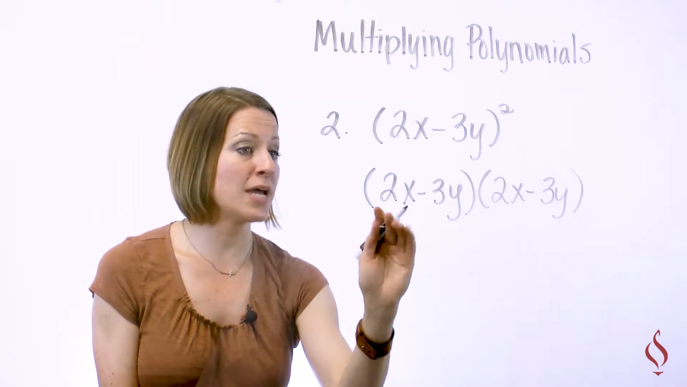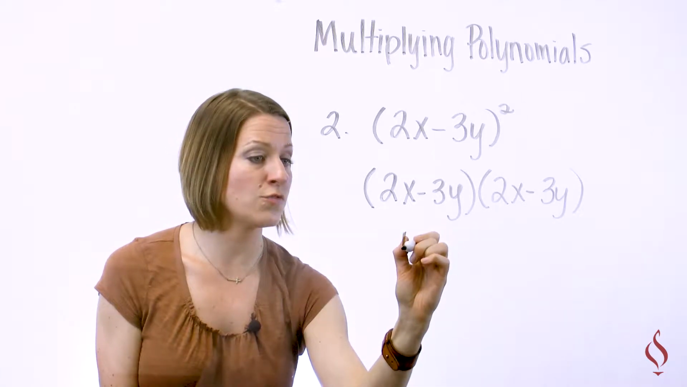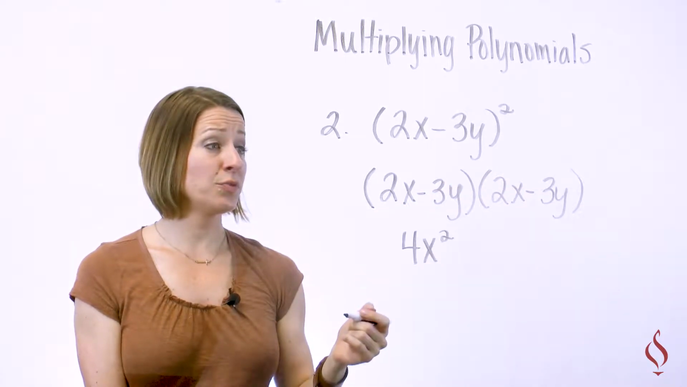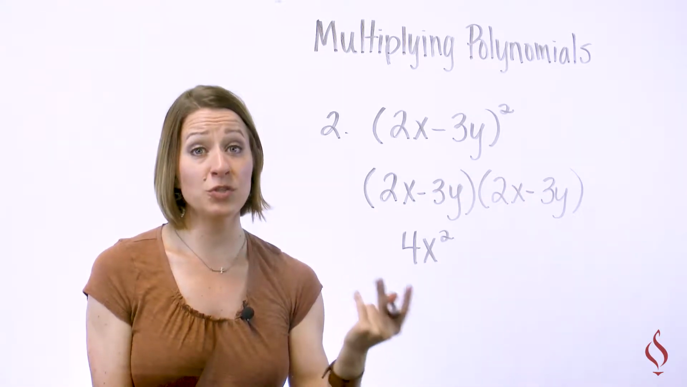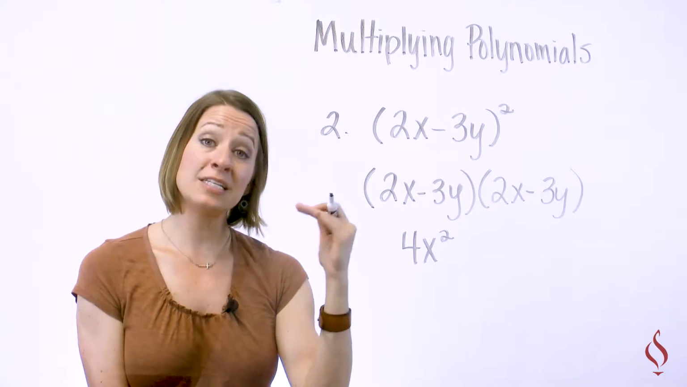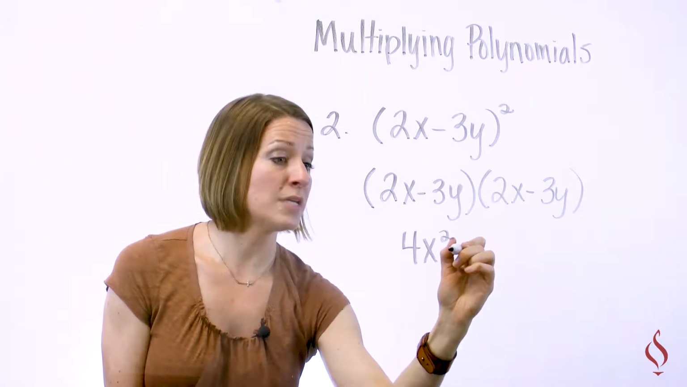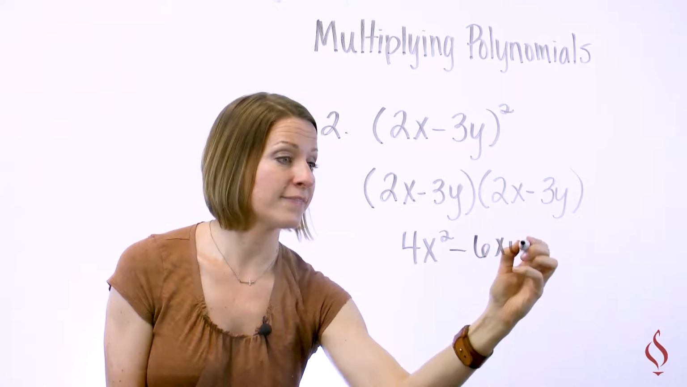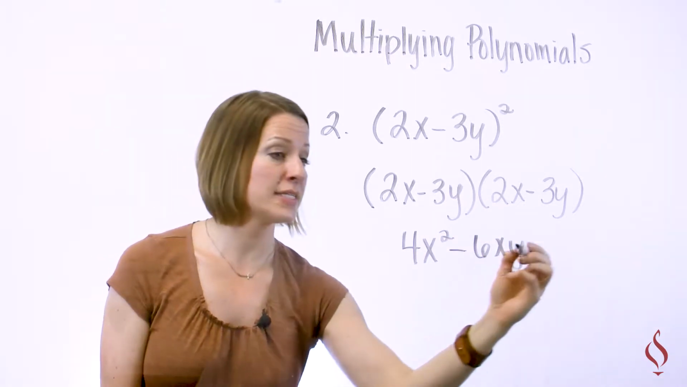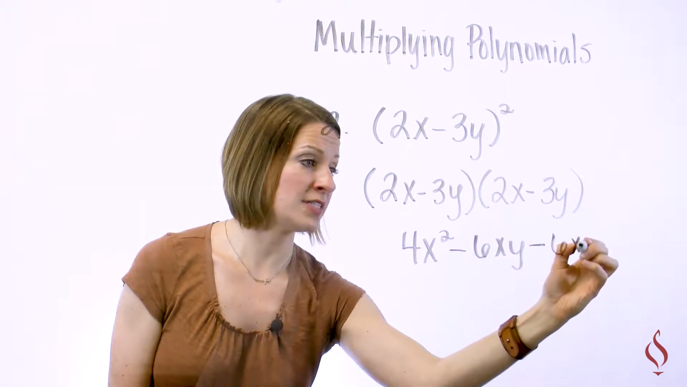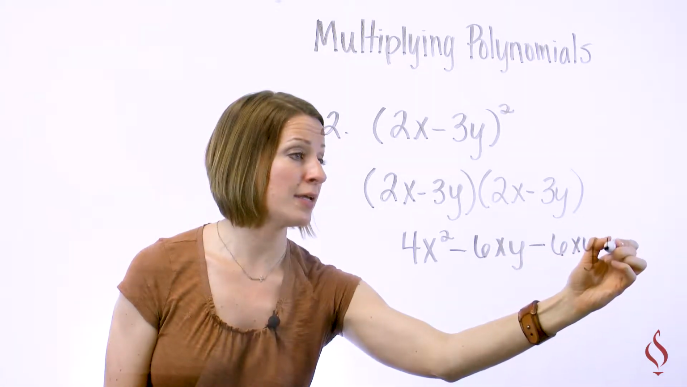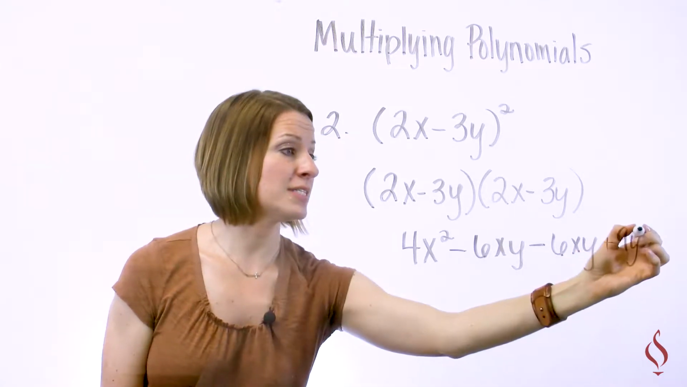So now we're ready to multiply. The 2x times the 2x is 4x squared. The 2x times the negative 3y. Now again, this is a situation where we have two variables. Anytime you have two variables, 3 variables, 4 variables, it doesn't matter, it needs to go in alphabetical order. So this will be negative 6xy. Now we'll go right here. This negative 3y times 2x will also be a negative 6xy. And then last, negative 3y times negative 3y is plus 9y squared.